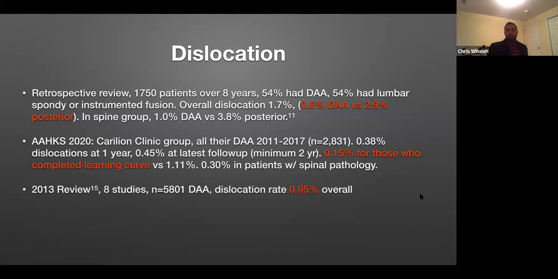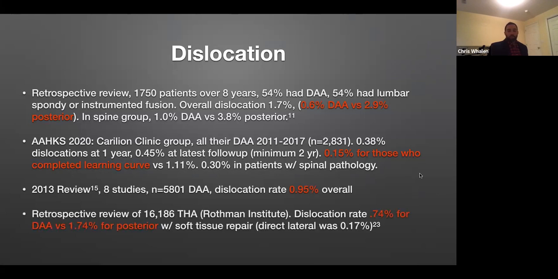Almost 6,000 patient review, 0.95%. That was back in 2013. This was a huge study out of Rothman, looking at all of their patients, all of their approaches. Dislocation rate 0.74 for the DA versus 1.74 for posterior, including a soft tissue repair. So I think people often just say, oh, the dislocation stuff was before soft tissue repair and brush it aside. I don't think that's entirely correct. I just point out direct lateral had the lowest dislocation rate of all.